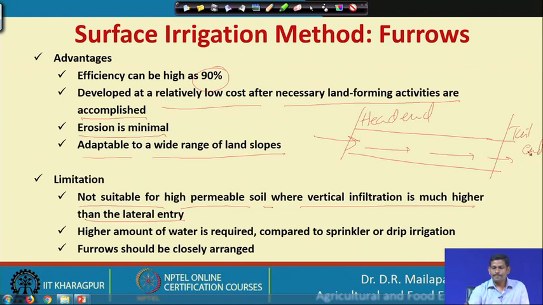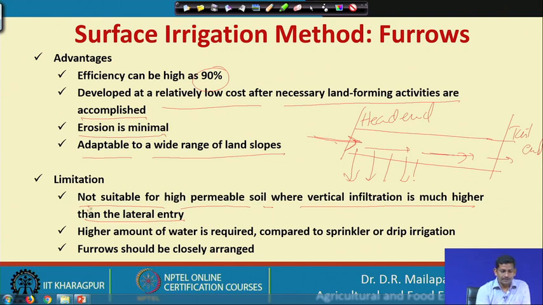Okay, what happens? Suppose the soil is highly permeable, so the infiltration rate will be more. The water which is delivered here is going to infiltrate down and hardly reach the tail end. That is not the intention of surface irrigation. So that creates non-uniformity of water.